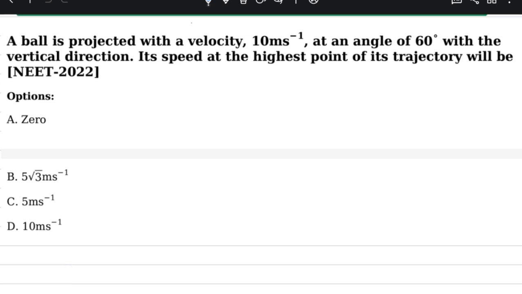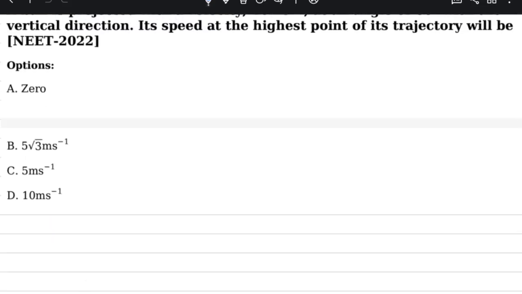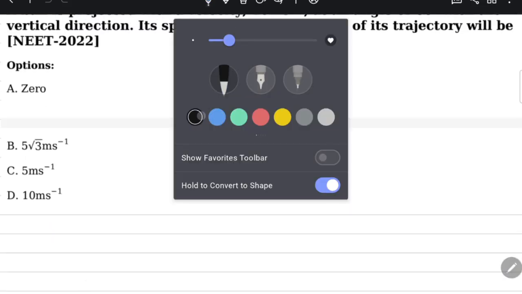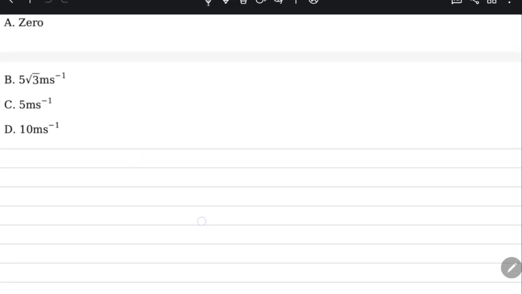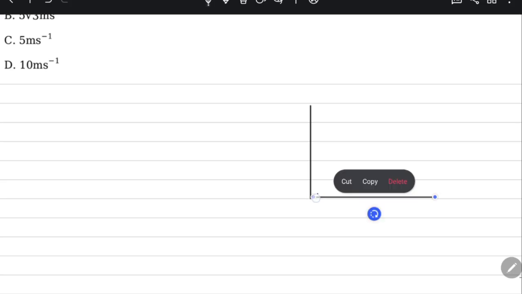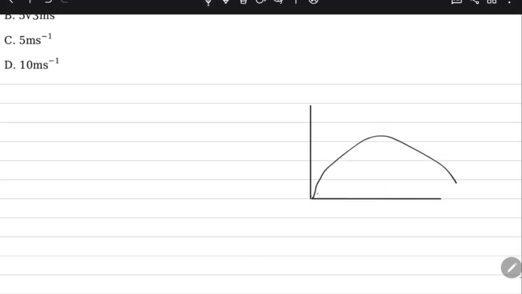A ball is projected with a velocity of 10 meters per second at an angle of 60 degrees with the horizontal. Its speed at the highest point of its trajectory is? This is the question that most people get wrong. Why? They say that at the highest point the velocity is 0. It is correct, but not perfectly correct. At the highest point, the velocity is 0 in the vertical direction, not in the horizontal direction. Getting my point?